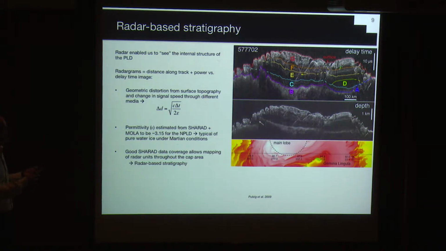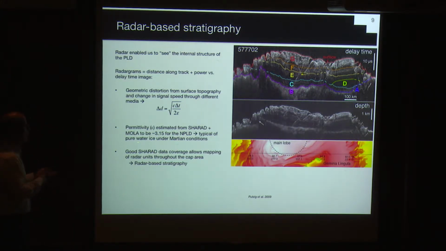The radar data is shown in these radargrams, which are basically images where you have distance along track here and delay time, and then the power is the image itself. Now, the delay time is directly related to the depth, and you have to convert it in this way, shown in this equation here, where you have depth, time delay, the speed of light, and the permittivity of the medium that you're going through, which was estimated from SHARAD and MOLA for the NPLD to be around 3.15.